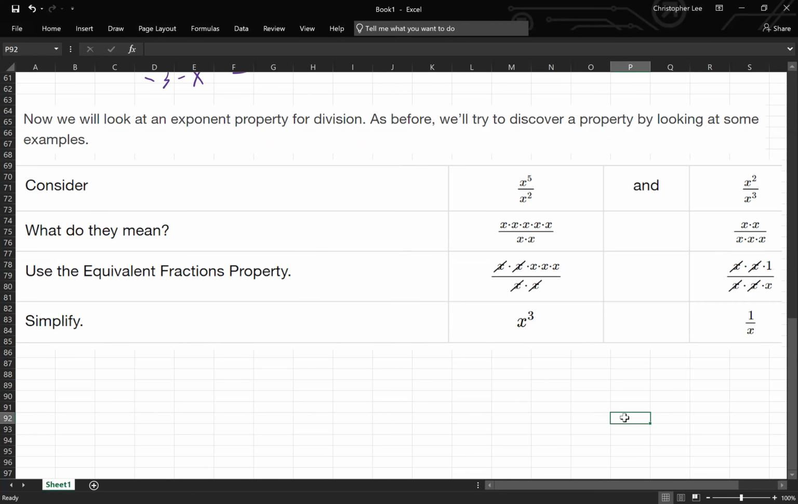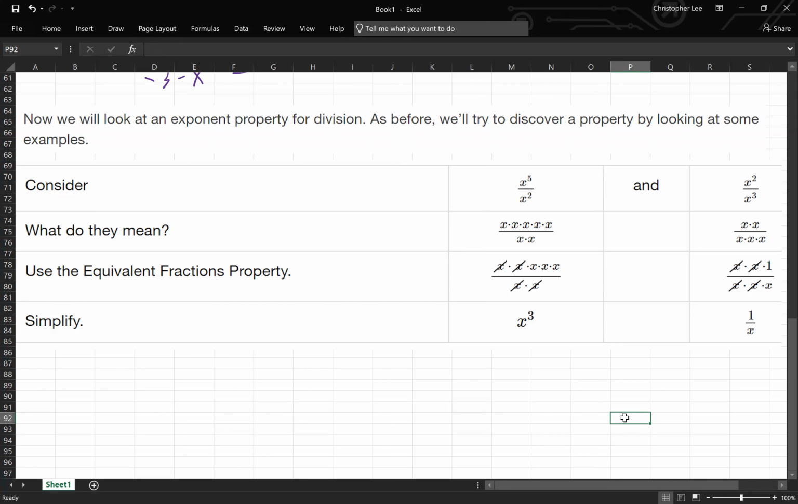So I have x to the 5th power divided by x to the 2nd, and I have x to the 2nd power divided by x to the 3rd. Let's talk about x to the 5th divided by x to the 2nd. You know that x to the 5th power means x times x times x times x times x, divided by x to the 2nd, which is x times x. What do we do after that?